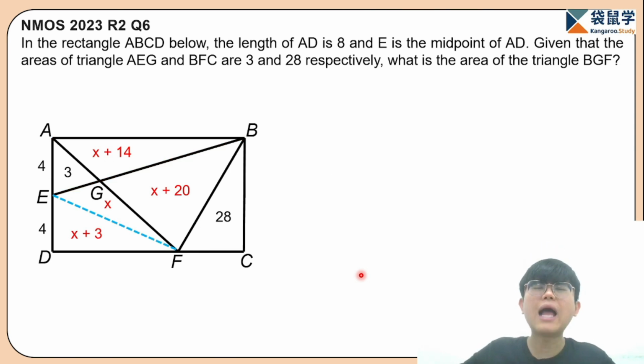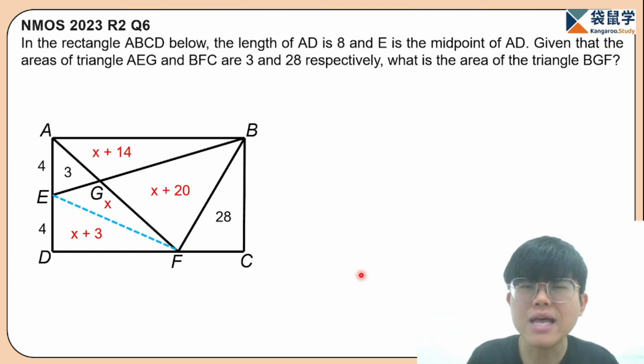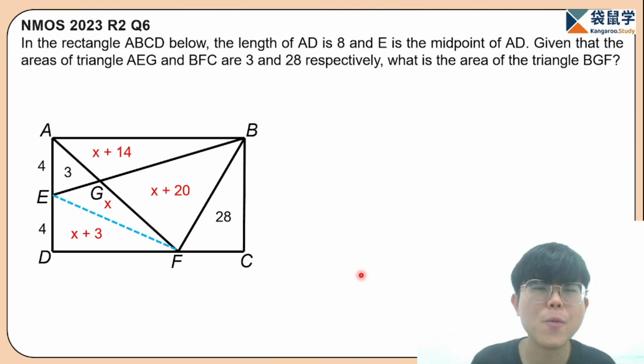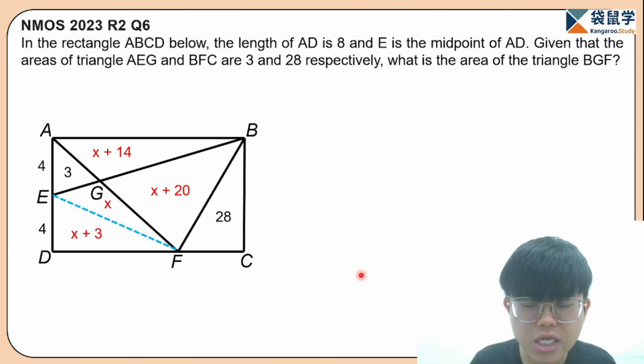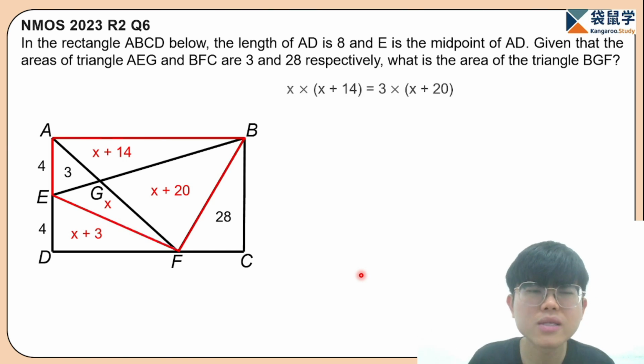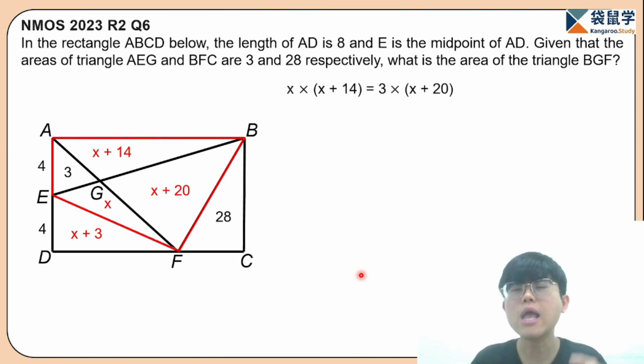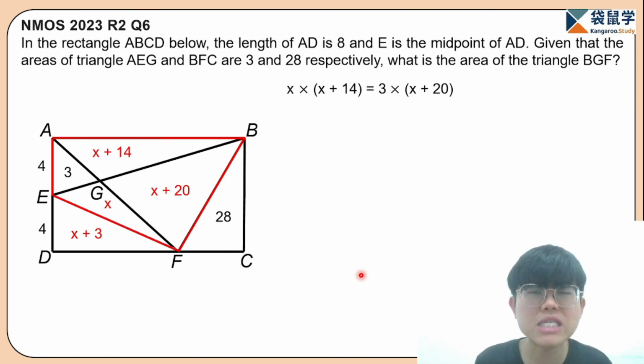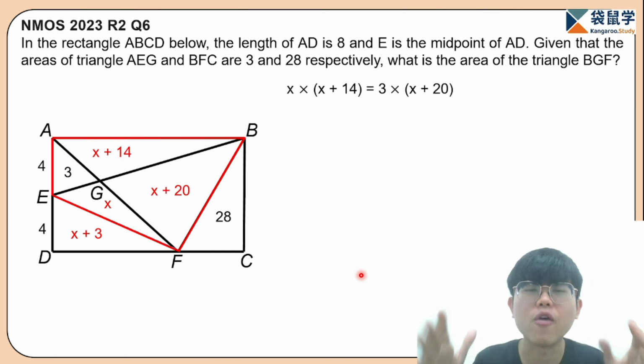Everyone, now that we have the areas of all the triangles, we can apply what we call the butterfly model. When you have a butterfly model, the products of the areas of the opposite triangles are equal. So in this case, 3 times (x plus 20) and x times (x plus 14) will be equal. Now you just have to solve this equation to get the value of x.